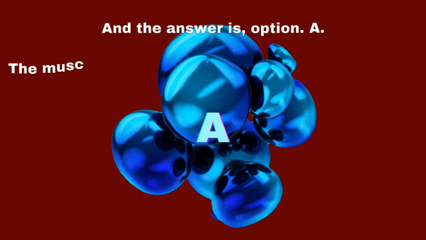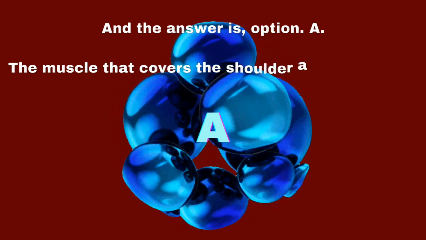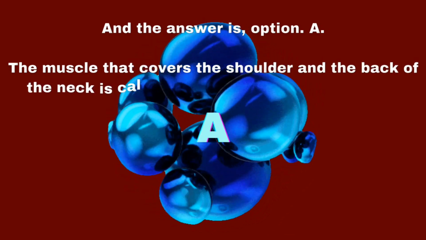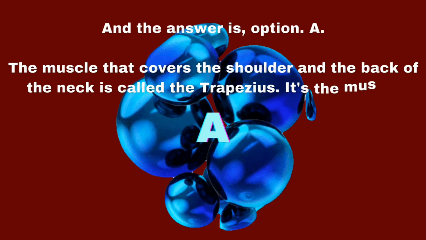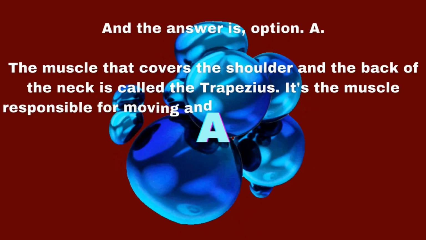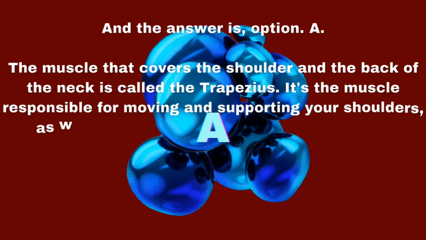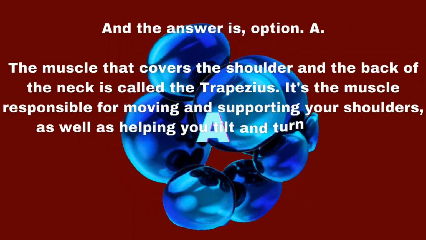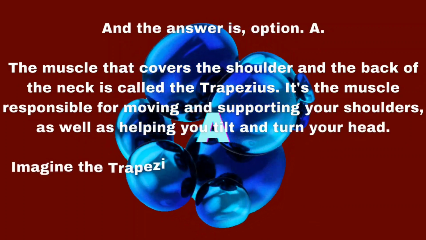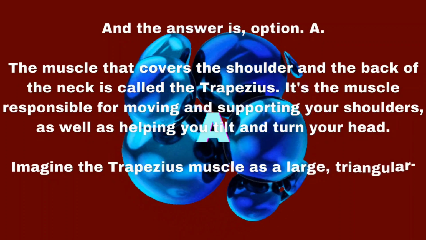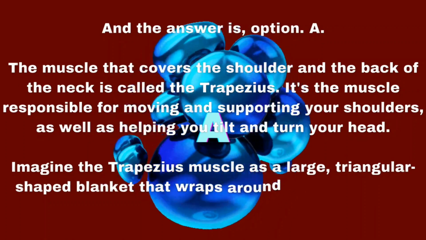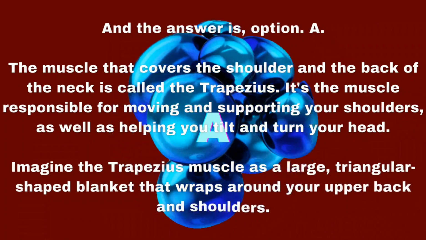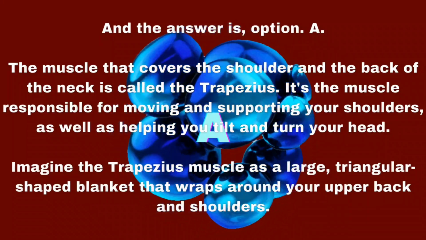And the answer is option A. The muscle that covers the shoulder and the back of the neck is called the trapezius. It's the muscle responsible for moving and supporting your shoulders, as well as helping you tilt and turn your head. Imagine the trapezius muscle as a large, triangular-shaped blanket that wraps around your upper back and shoulders.